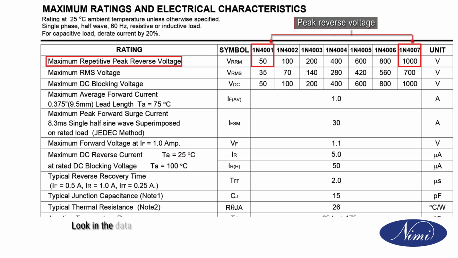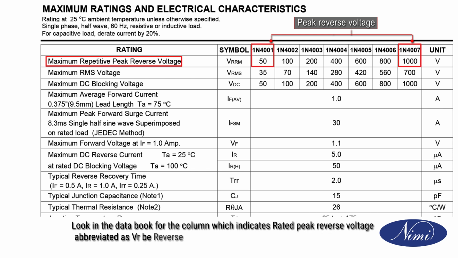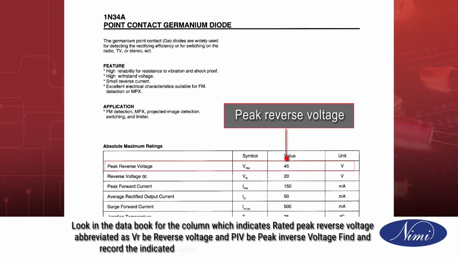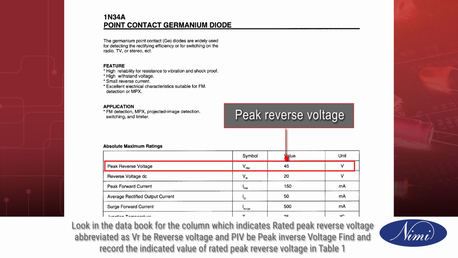Look in the data book for the column which indicates rated peak reverse voltage, abbreviated as VRB, reverse voltage, and PIV, peak inverse voltage. Find and record the indicated value of rated peak reverse voltage in table 1.